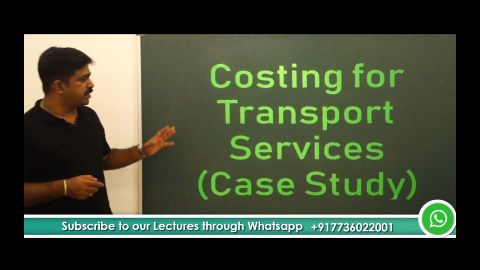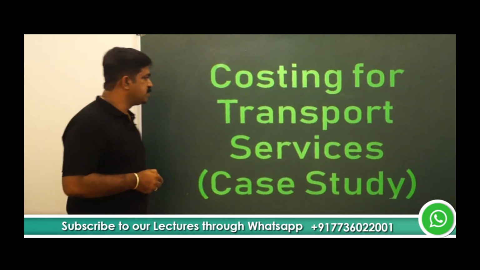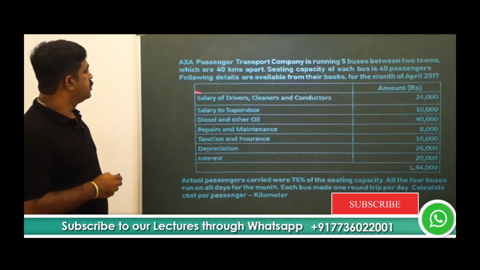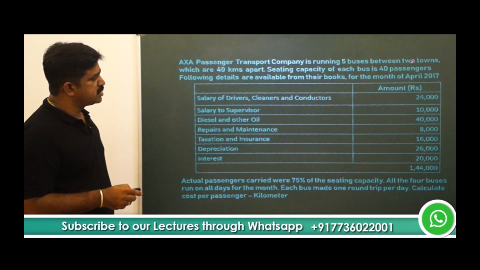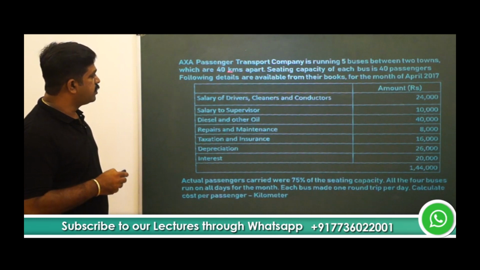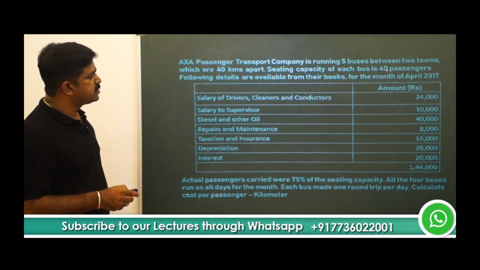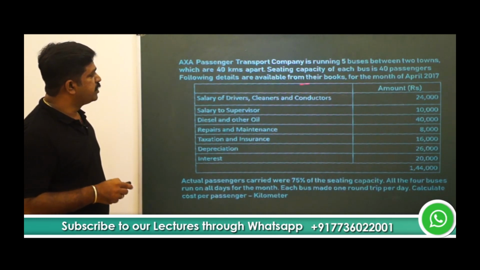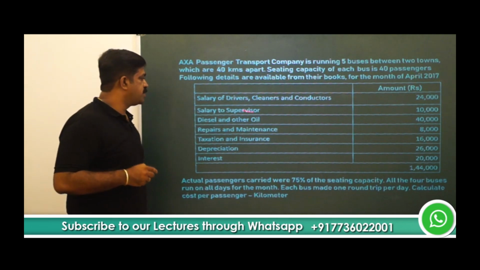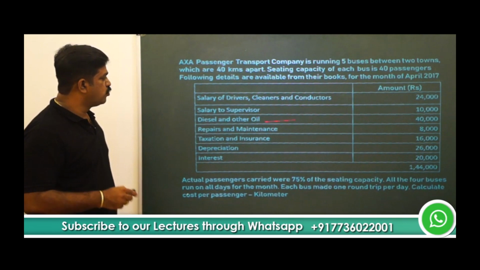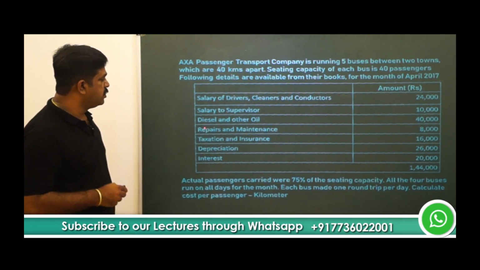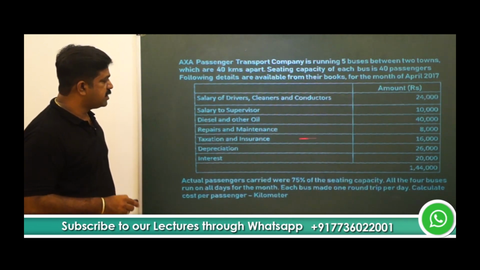Let's take this case study related to transport services. AXA Passenger Transport Company is running 5 buses between 2 towns which are 40 kilometers apart. Seating capacity is 40 passengers. Following details are available for April 2017: salary of drivers, cleaners, conductors, salary to supervisor, diesel and other oil, repairs and maintenance, taxation and insurance, depreciation, interest.